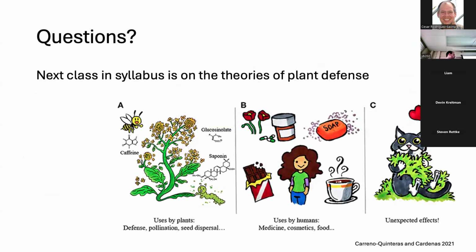And so for the next class on the syllabus, we are going to talk more about the theories of the plant defenses. Plants make these chemicals for defense, for all of these purposes. Humans can use them for all sorts of products. And then there's some unexpected effects. And those are what I have for today's lecture.